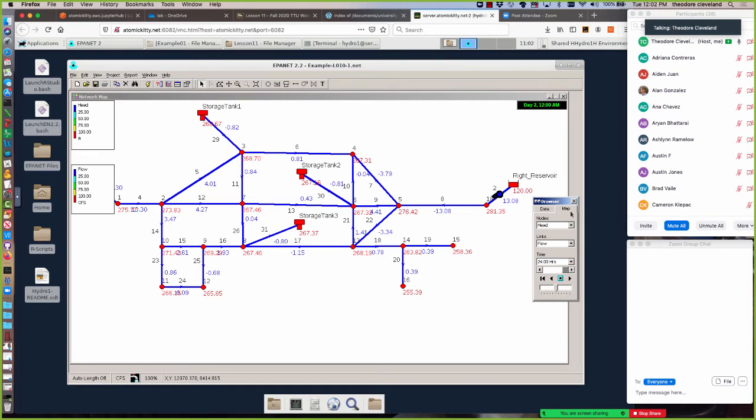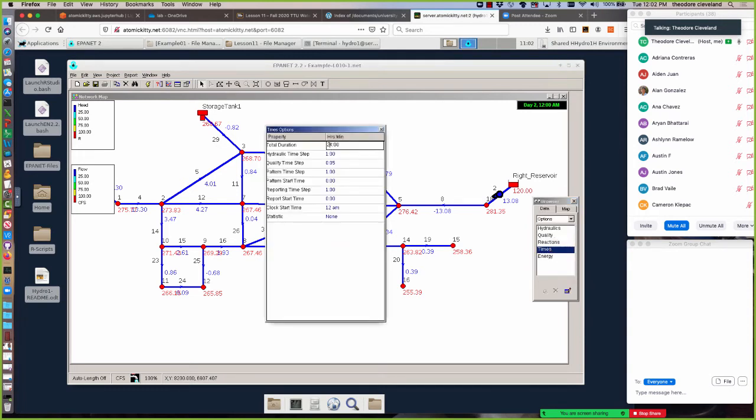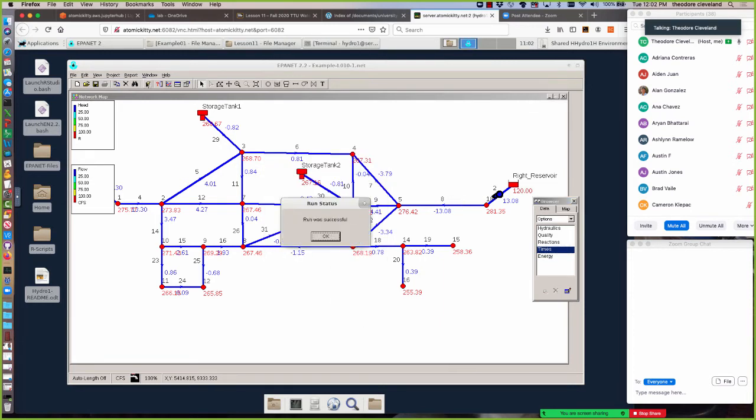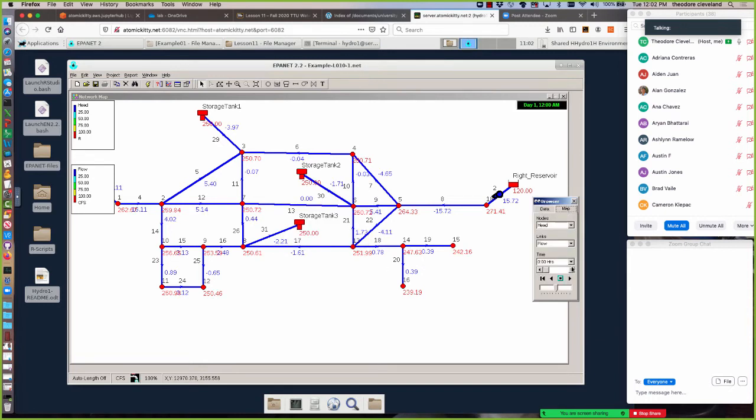So let's change the time to a wee bit longer. I want to get it to cycle. So let's see what happens if we go for 48 hours. Rerun the simulation. Choose the okie dokie button. So 48 hours, things are still filling up.